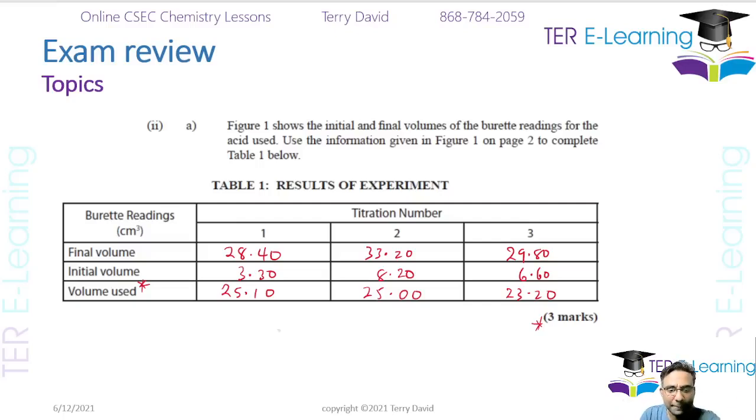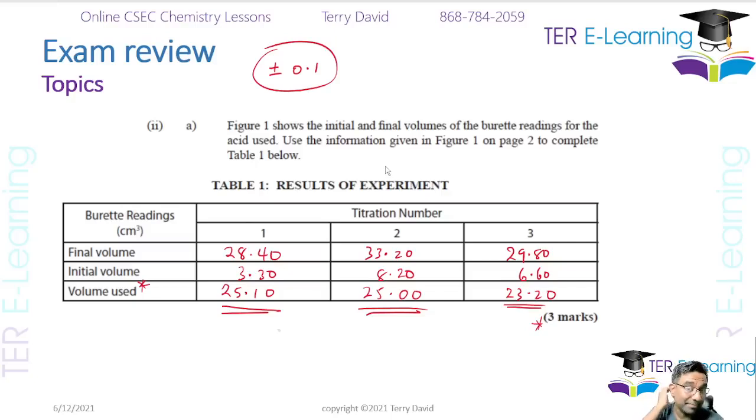So let's look at this table here. To be able to use, let's say, 25.1 or 25.0 or 23.2, we need to compare these values, and the values must only be different by plus or minus 0.1 for us to use them.